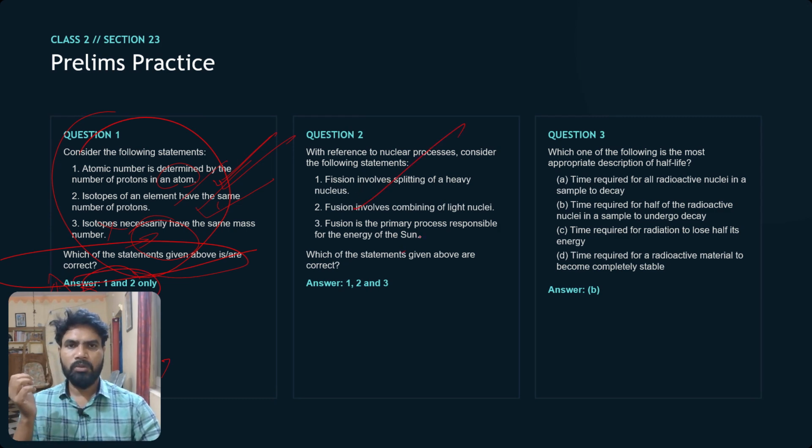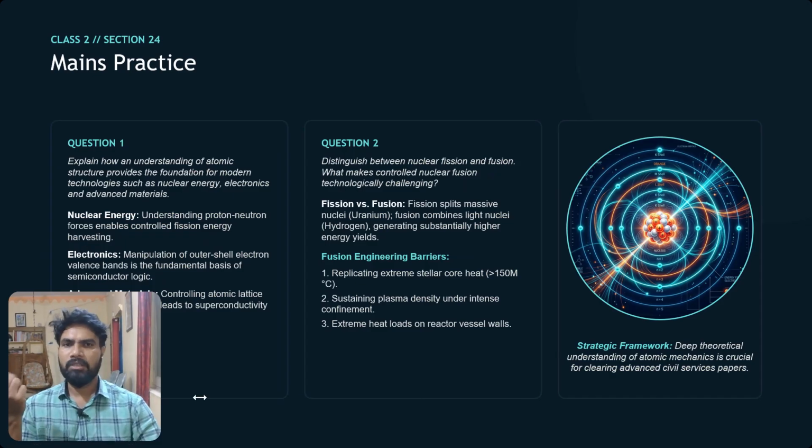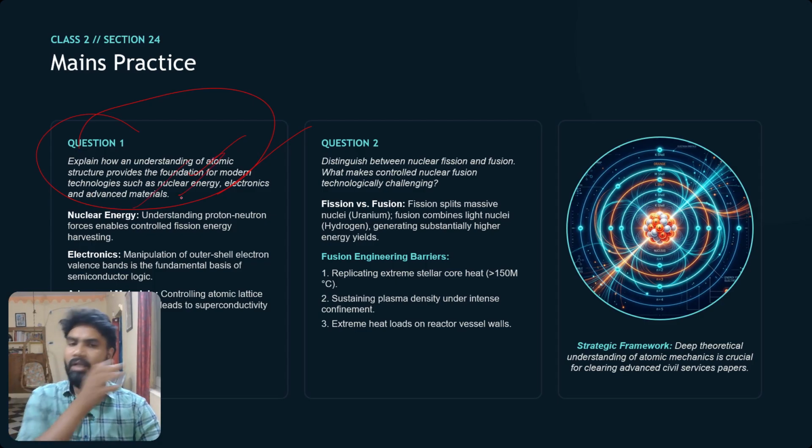For your practice, two more questions are there. You try to go through the questions. Then two mains questions also I try to give you. First question: explain how an understanding of atomic structure provides the foundation for modern technologies such as nuclear energy, electronics, and advanced materials. With the brief information you have, maybe it will be difficult to answer, but still you can try. You can say this is the starting period. Try to write the answer in maybe 100 words. It's more than sufficient. Another question is also there. If you want to, you can try and answer that question also.